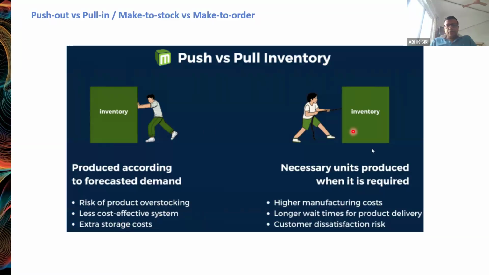While pull inventory is when we produce something only when it is required, only when there is a pull from the customer. That's why we use the word pull. This has a longer wait time because we start manufacturing only after the customer has placed the order, and that might lead to delay and customer dissatisfaction.